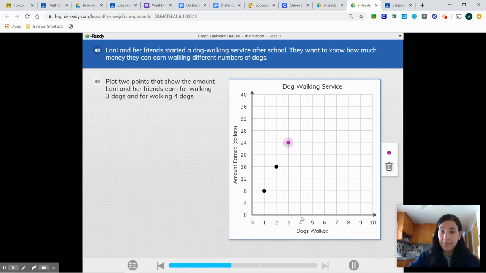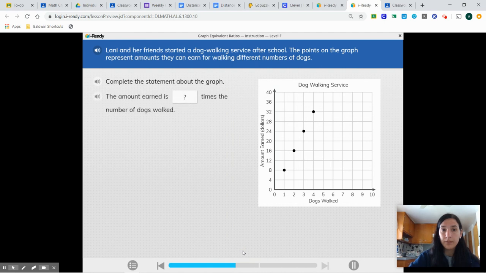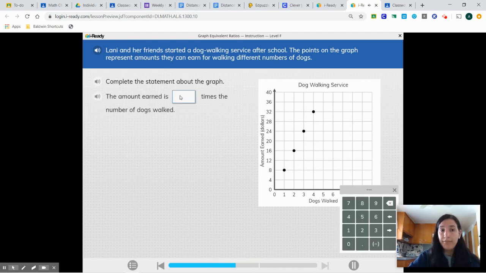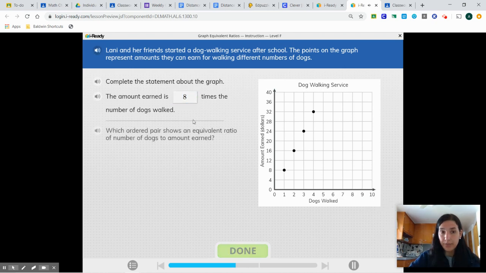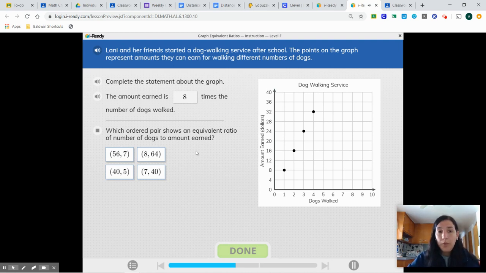And then 4 times 8 is 32, so our next point will be (4, 32). Now complete the statement we know about the graph. That means that the amount is 8 times the number of dogs walked because it's $8 per dog. And now we want to figure out which shows an equivalent ratio of number of dogs to amount earned. The relationship here, when we do y divided by x, will give us 8. So 64 divided by 8 will give us 8. So our correct answer is (8, 64).